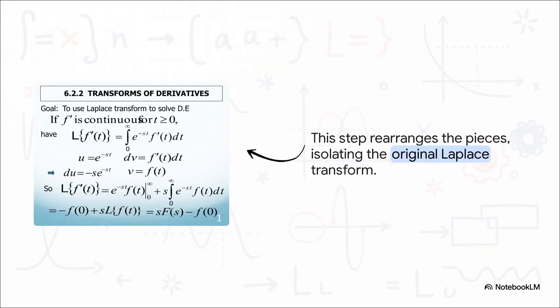And this is where that trick really pays off. After we rearrange the pieces, look closely at what just pops out on the right-hand side. Would you look at that? It's the Laplace transform of our original function. It was hiding inside the equation the whole time, just waiting for us to find it.